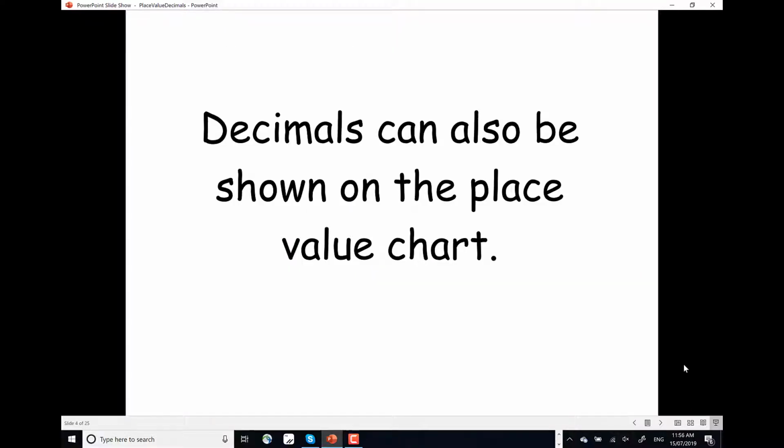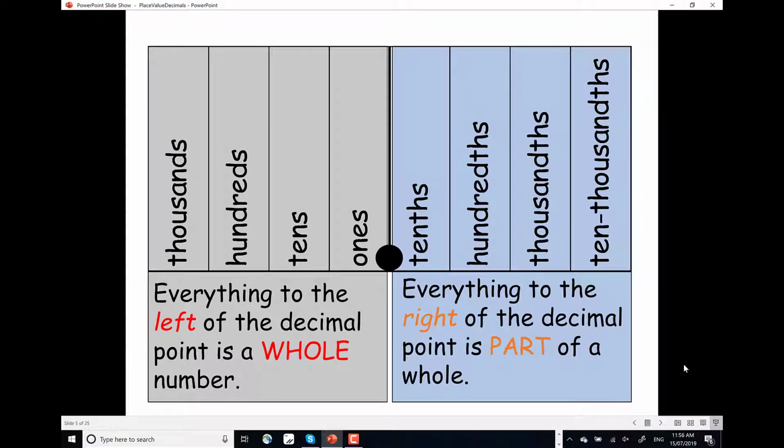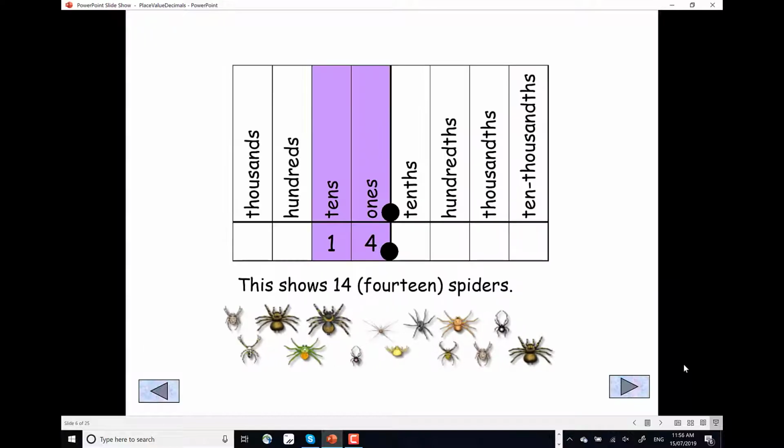Decimals can be shown on a place value chart. So everything to the left of the decimal is a whole number, and everything to the right is a part of a whole. In this case, we have 14 spiders. So that means there is one lot of 10 spiders and 4 lots of 1 spiders, or 14 spiders. So that's comprised of 10 plus 4 is 14.